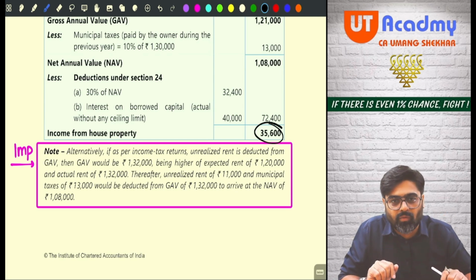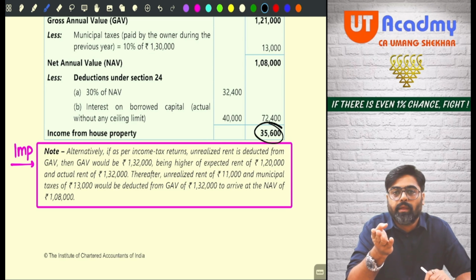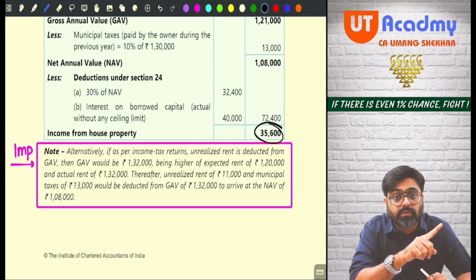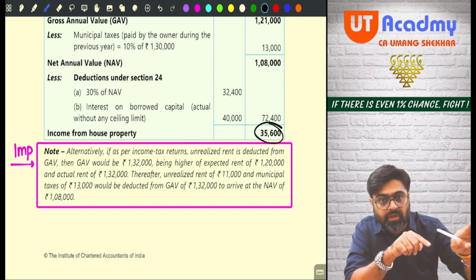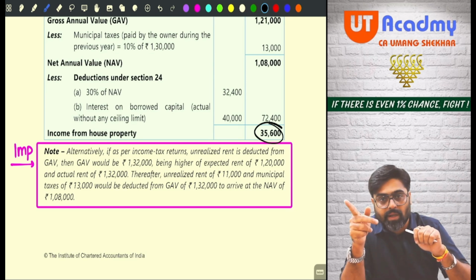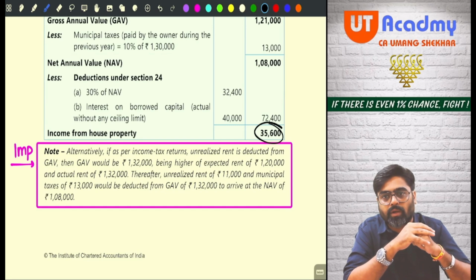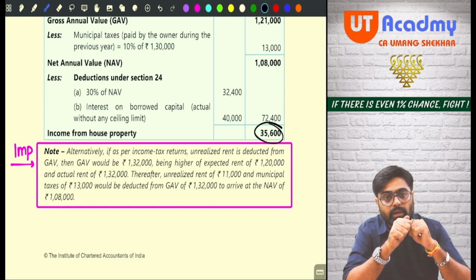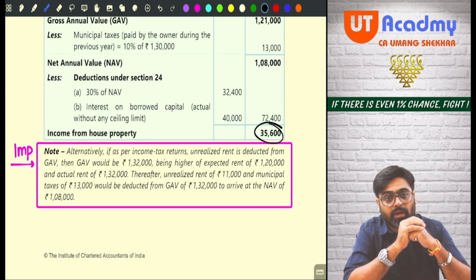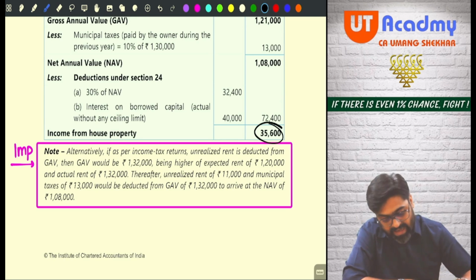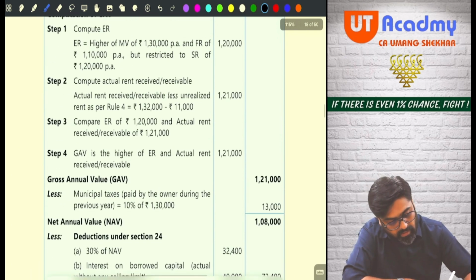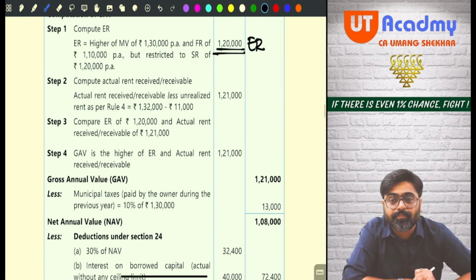Now please pay attention to what I'm trying to tell you here. We reduced the unrealized rent while calculating GAV, from the amount of GAV. Alternatively, it can be reduced from actual rent also. So if we would have reduced from actual rent, what would have been our answer? It would have been the same. Please pay attention here. We got expected rent of 1,20,000. We also got it now.